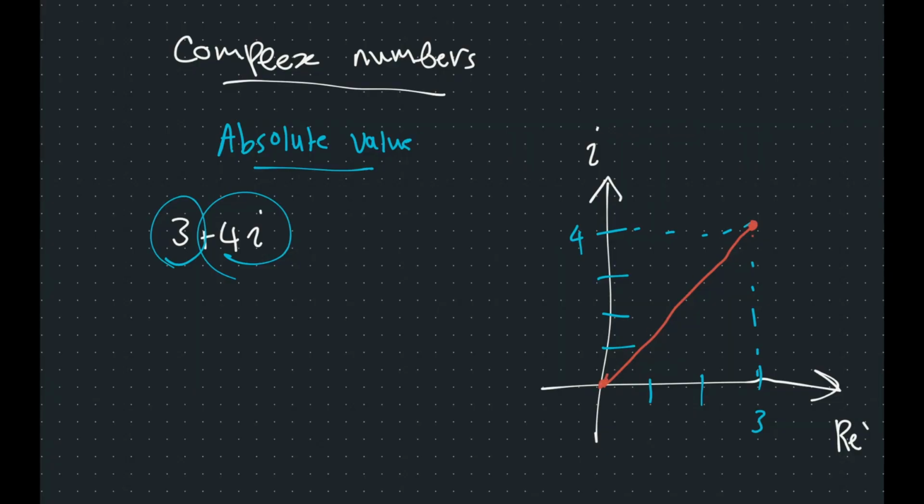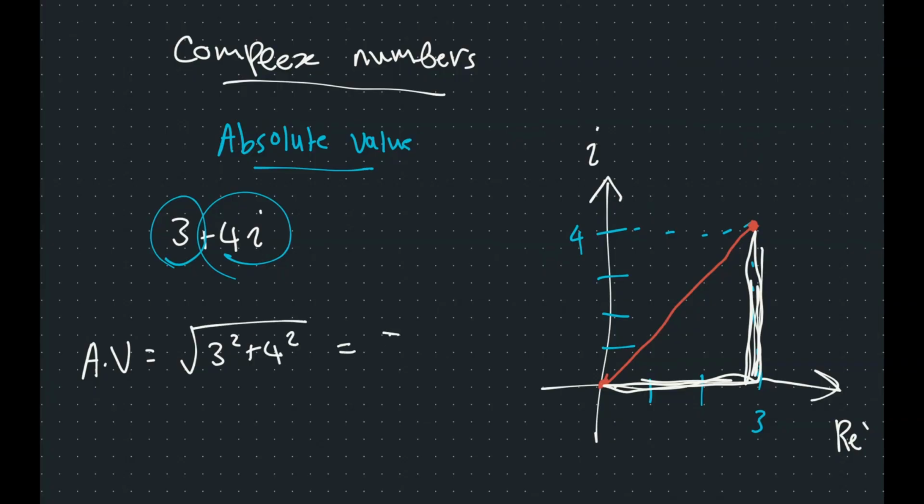How do you find the length of this line? Basically, we will use the Pythagorean theorem, right? It's going to be the length of this side here plus this side, under the square root, of course. So it will be something like this. The absolute value, I will denote it with AV, is actually equal to the square root of 3 squared plus 4 squared. And the answer is 5. And this is how we find the absolute value of a complex number.